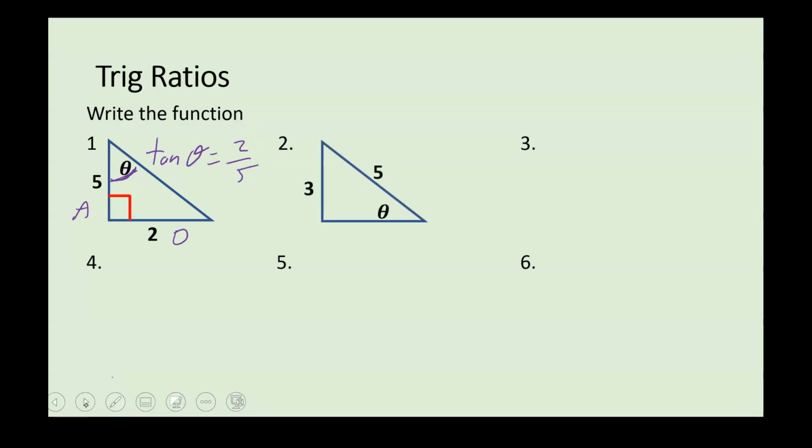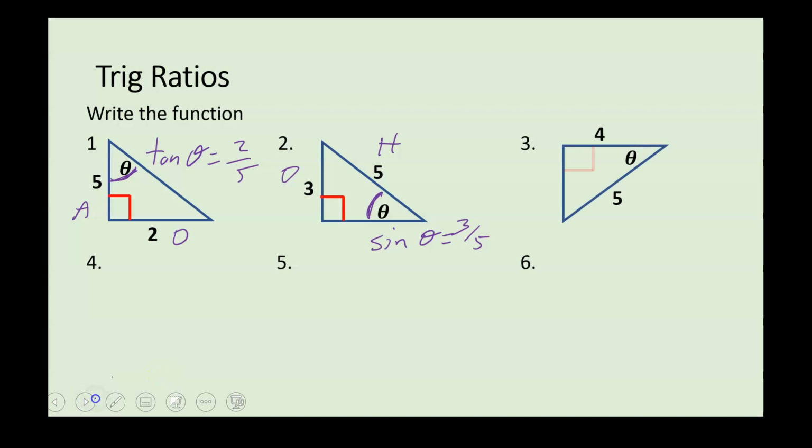So the next one. From the angle, this is the opposite, this is our hypotenuse. So which function is that? That is going to be the sine function. Our equation is going to be the sine of theta will equal 3 over 5. Because we have to set up the equation.